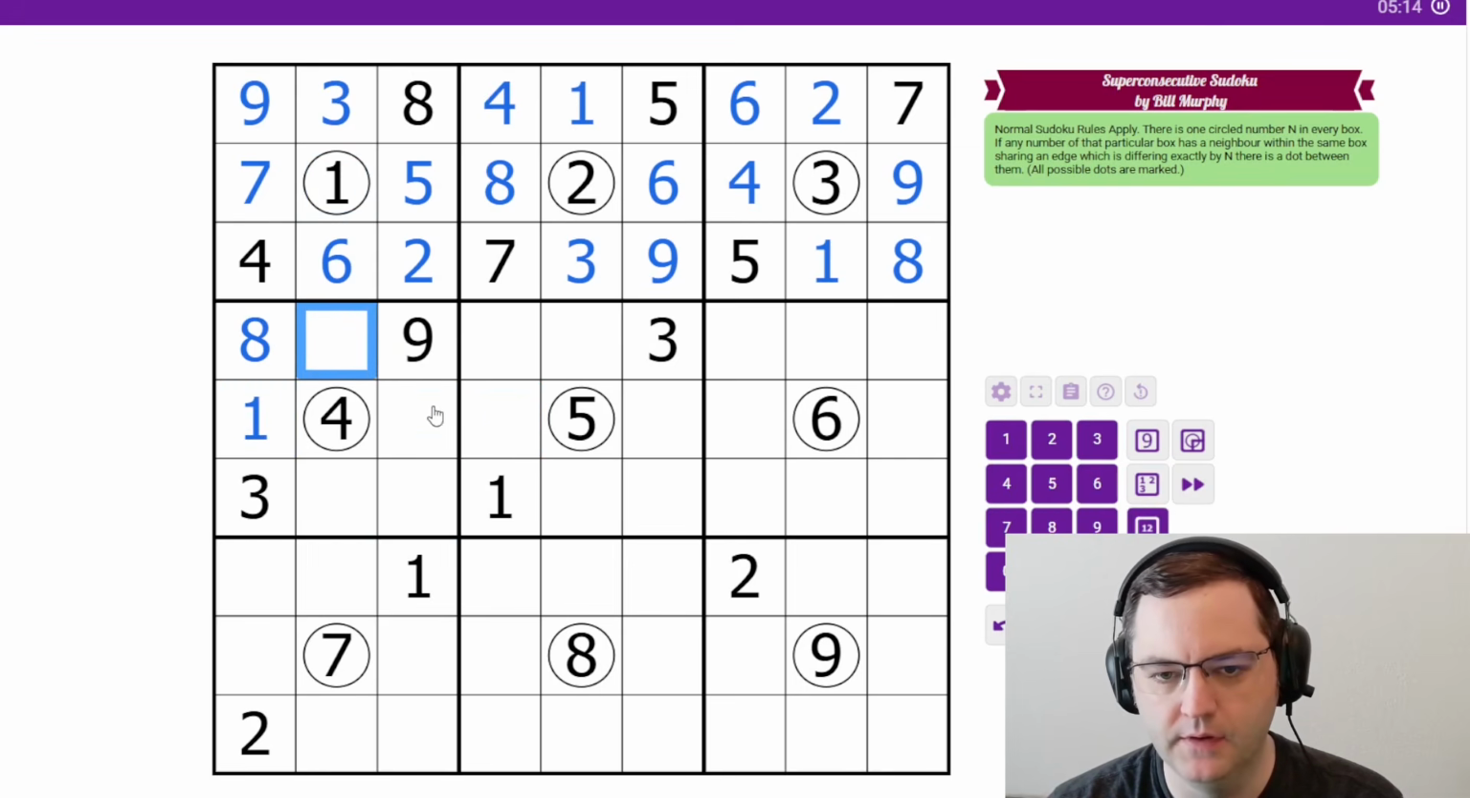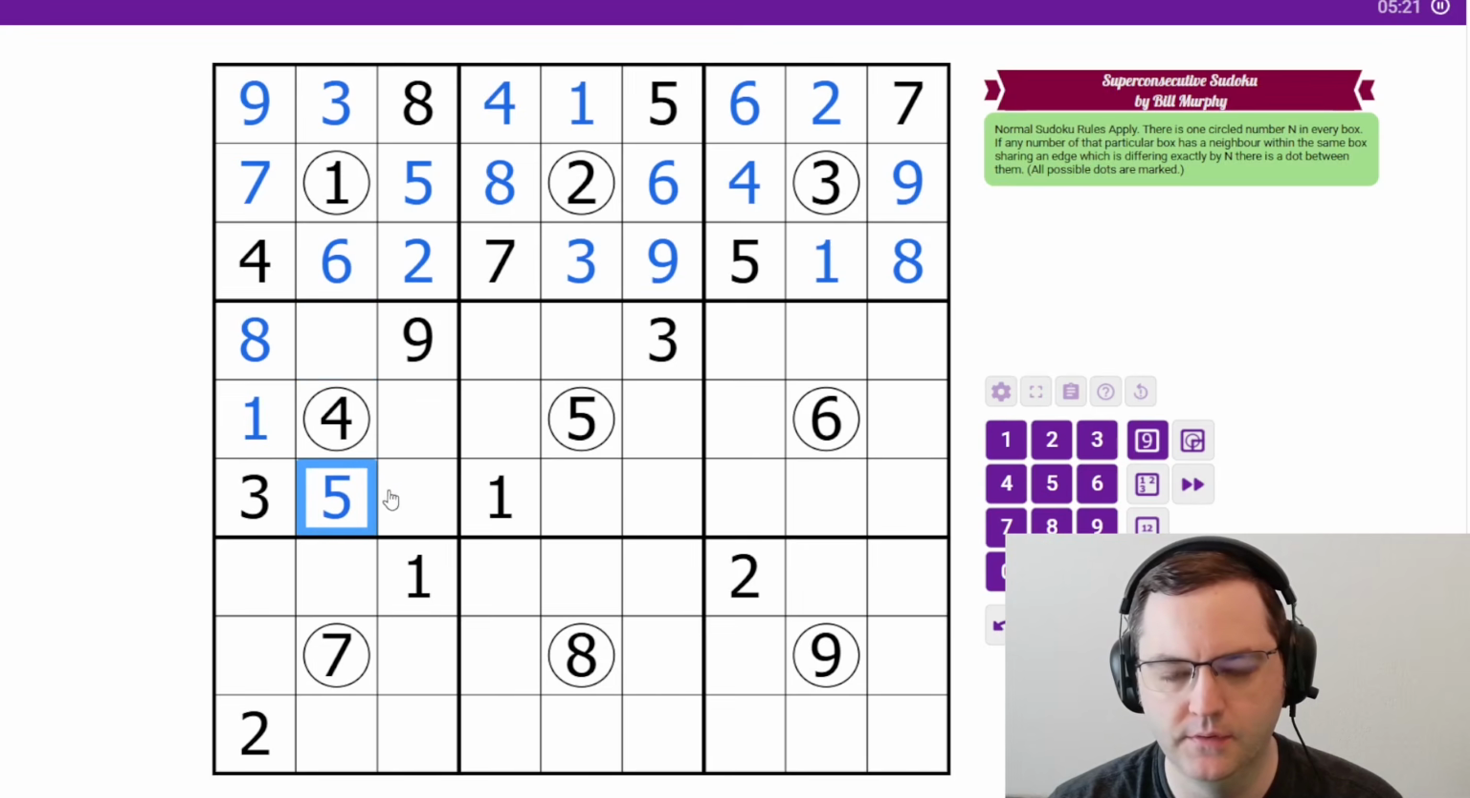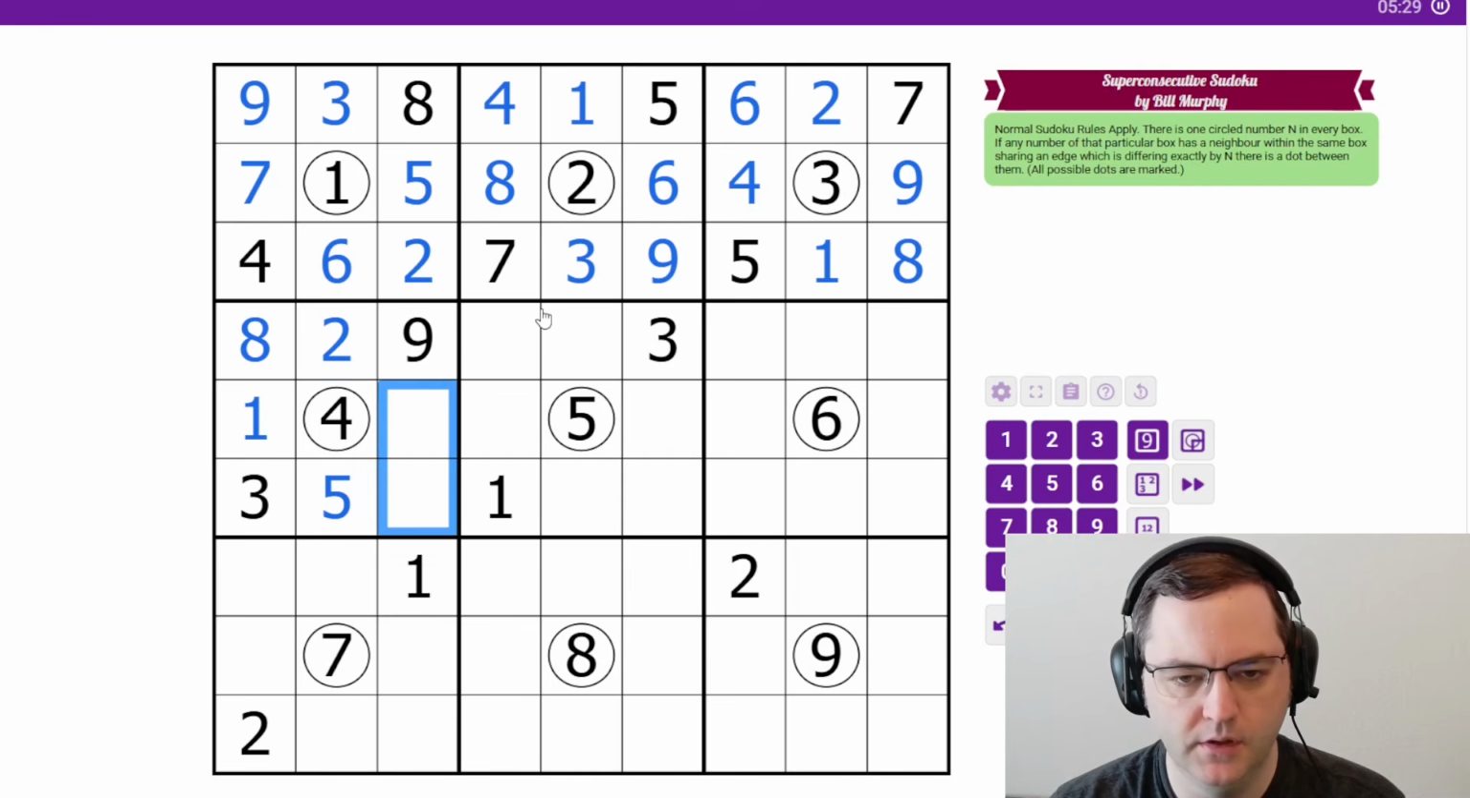And 5 can't go next to 9, so 5 can't go in these cells because of this 5, it can't go next to 9, so this is 5. That means this is 2, last place for 2. And then we have 6 and 7, which is going to make some small portion of our audience very happy.